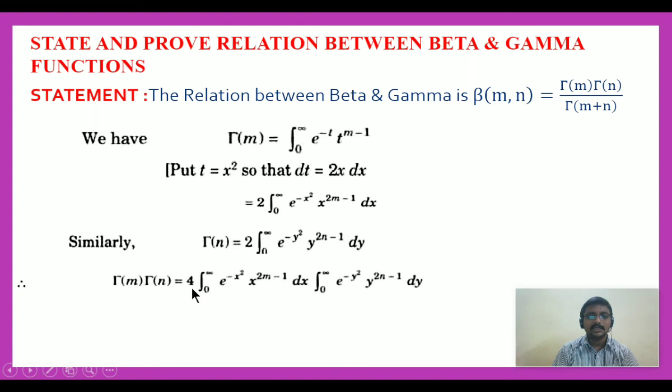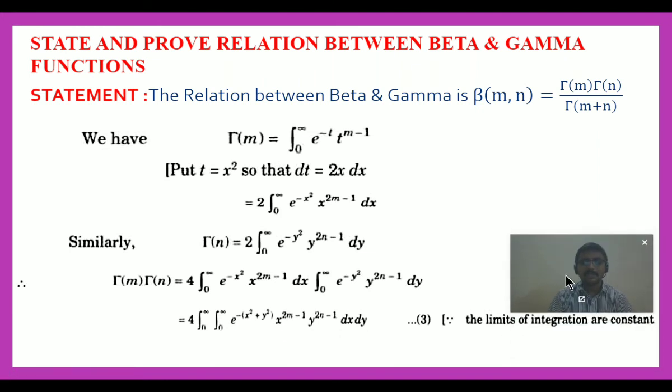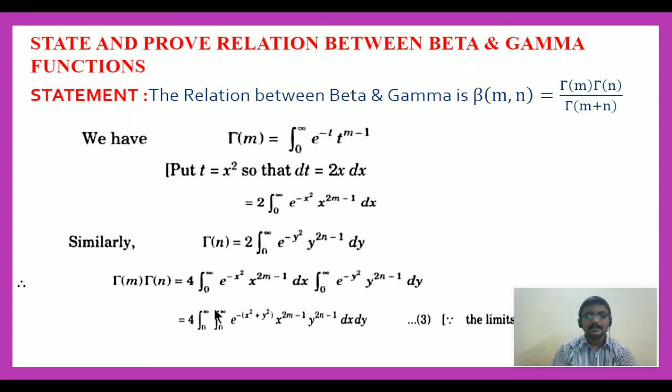Now taking the product of these two, because we have to show beta of m, n is gamma of m into gamma of n by gamma of m plus n. For this, we have to consider gamma of m into gamma of n. Clearly, 2 into 2 is 4. Both the integrals are multiplied here. Together, we have to take it as a double integral. Since the limits of the integration are constants, we can write it as the double integral 0 to infinity, 0 to infinity, e power minus of x square plus y square, x to the power of 2m minus 1, y to the power of 2n minus 1, dx dy. Let it be equation number 3.